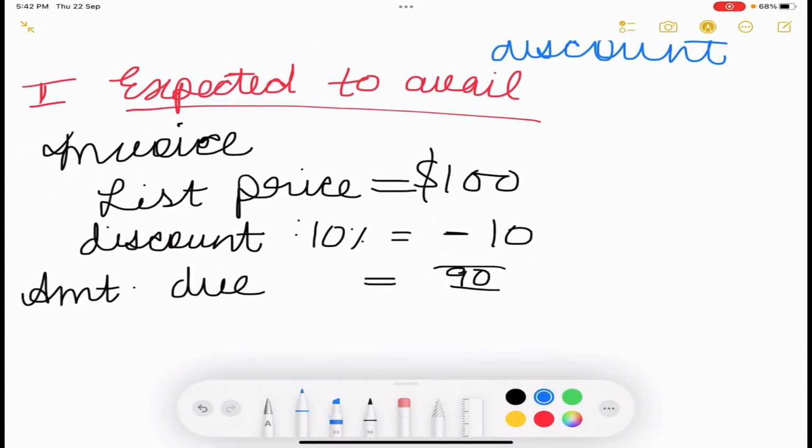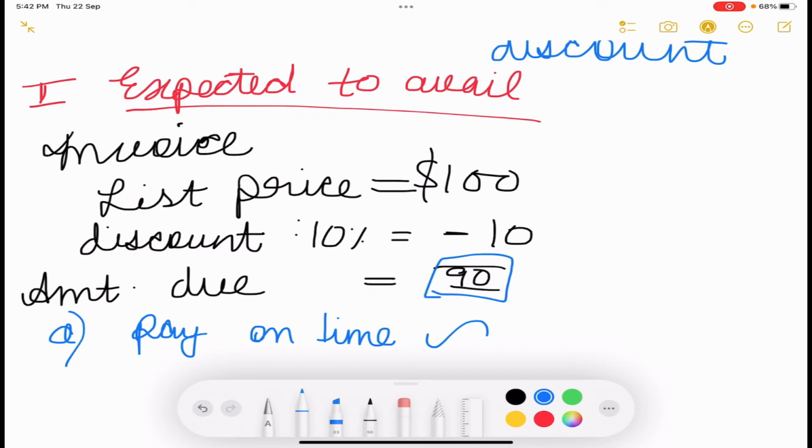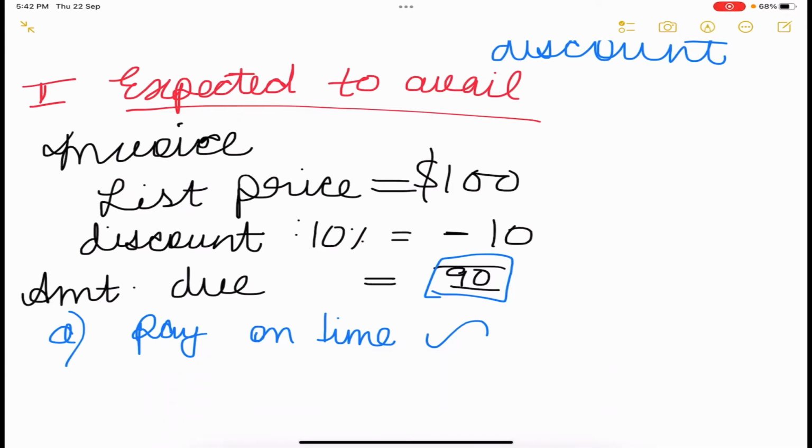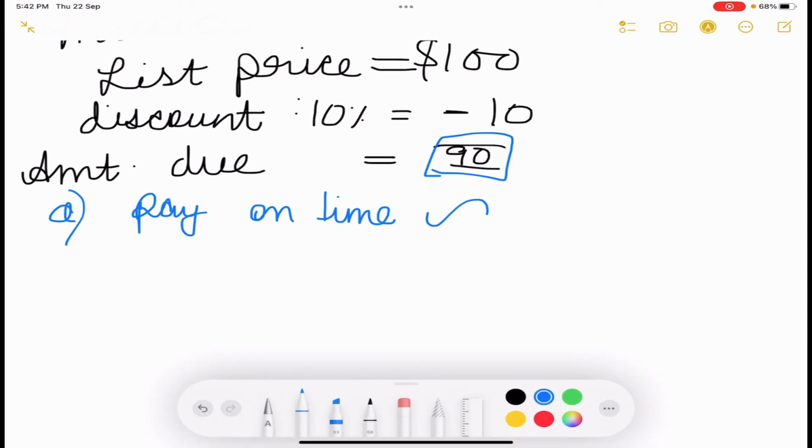So after expecting from the person, let's say that they pay on time. If the person pays on time, which means they are availing the discount, this means that 90 was due from them, and we are supposed to take only 90 from them. Why? Because the cash discount has been given and they are paying within the time wherein the cash discount is applicable. So how much will we be getting?